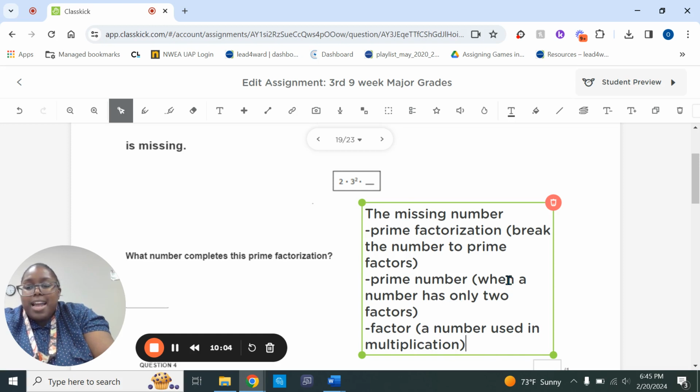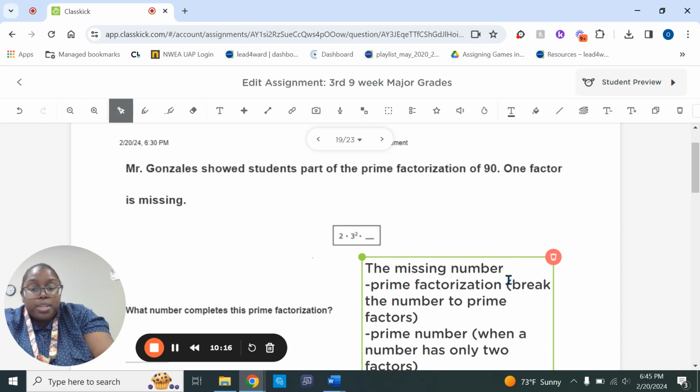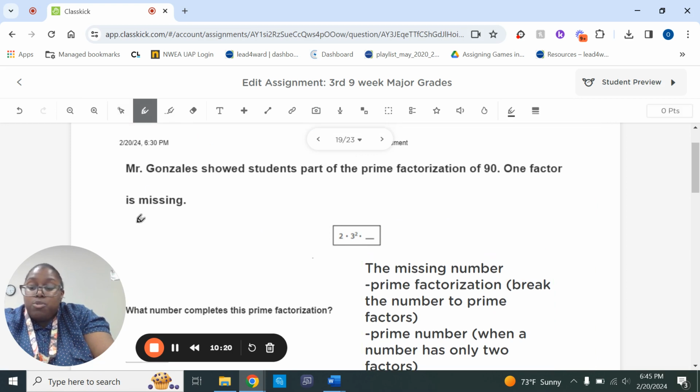Now, if you're saying, hey, I still don't remember how to do this, fine, I'm going to show you how to do prime factorization, but I'm not going to use 90. I'm going to use a different number. So I'm going to use 60 to show you how to do this if you don't remember. Now, remember, there are a couple of different ways. I'm only going to show you one way. If you want a different way, I would suggest you look it up on YouTube.